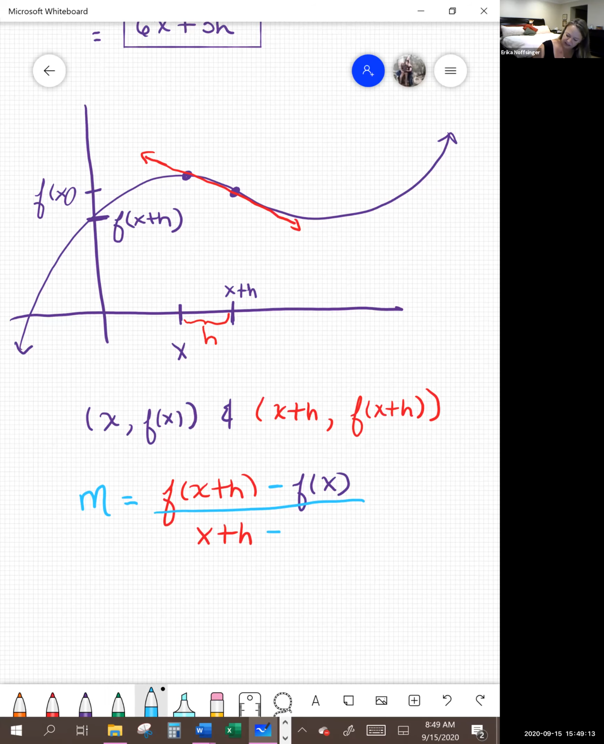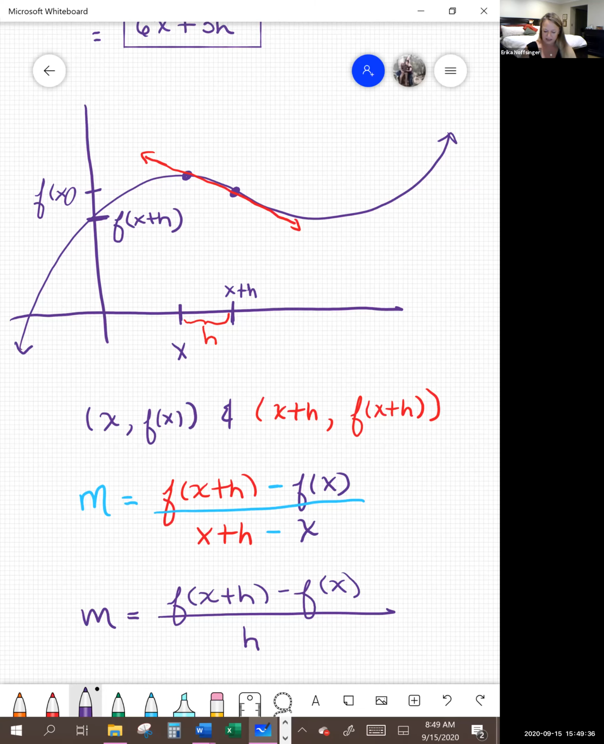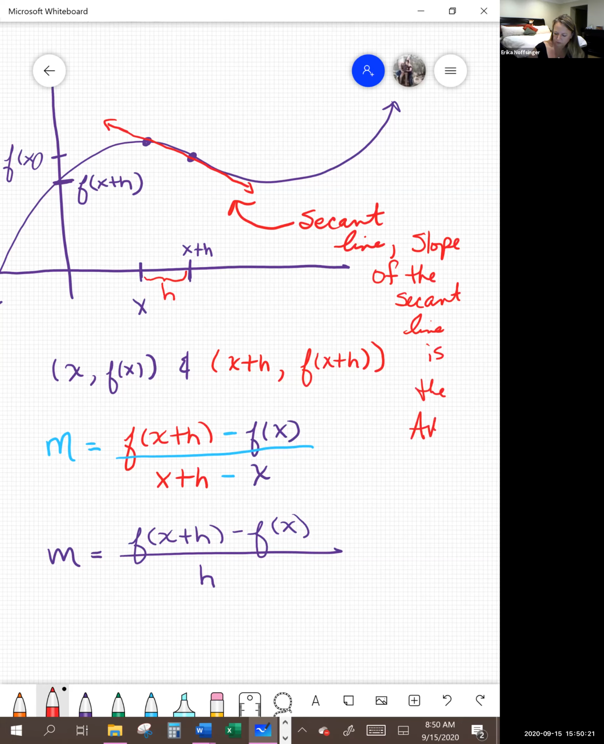Notice the numerator we can't simplify. It's f of x plus h minus f of x, all over, and x minus x cancels, leaving h. This line that joins these 2 points on the curve is called the secant line, and the slope of the secant line is the average rate of change.